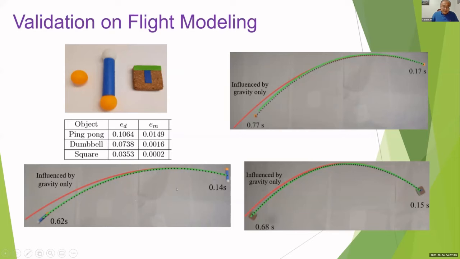We also did the experiment with the dumbbell object and this block here. In all these cases, it turns out that the approximate solution is very, very close. The trajectory is very close to the real trajectory.